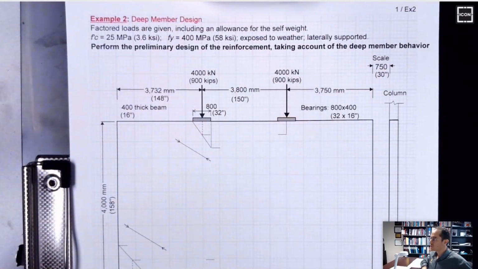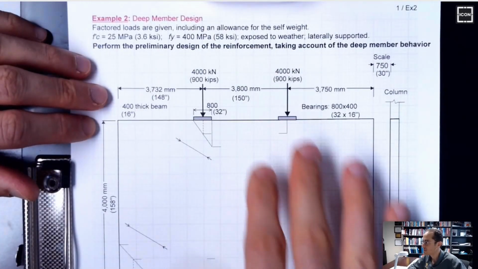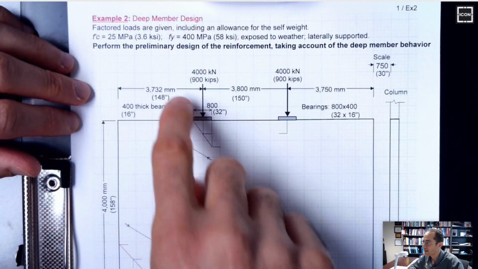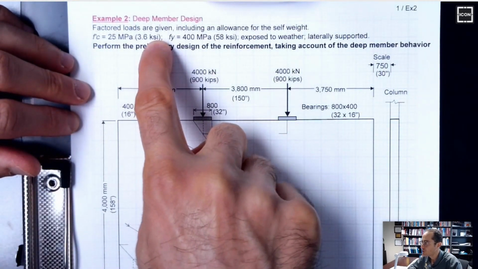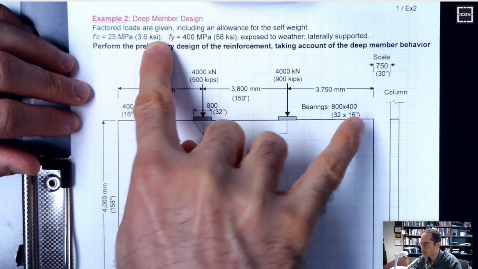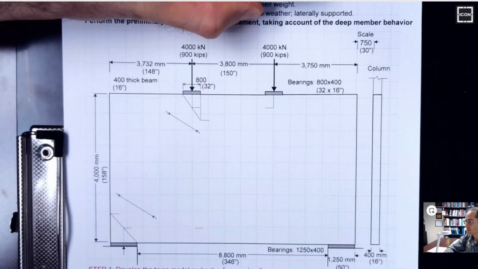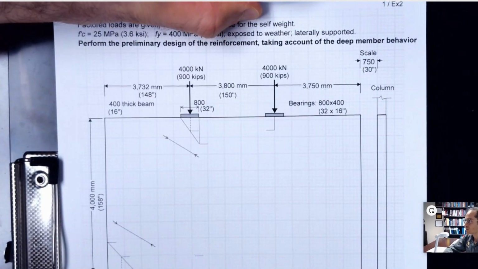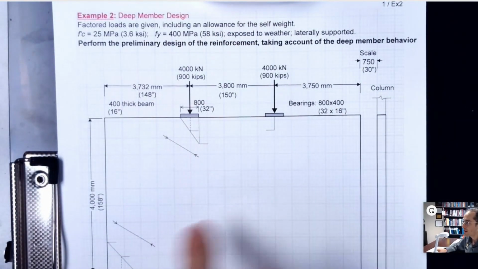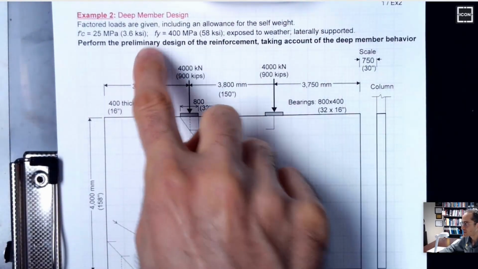This is the second question I would like to solve. It involves a deep member design. Relatively low strength concrete, so you should expect some trouble with the struts because the section is quite narrow. It is only 16 inches wide. Also, concrete strength is low, so there might be some issues with the struts.